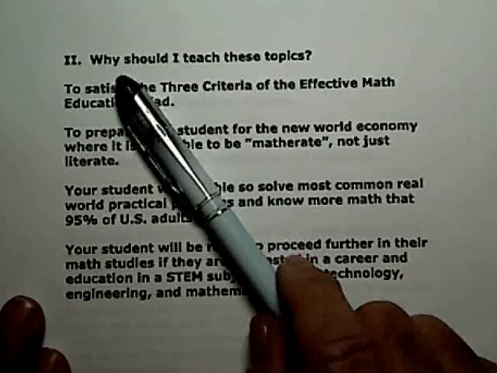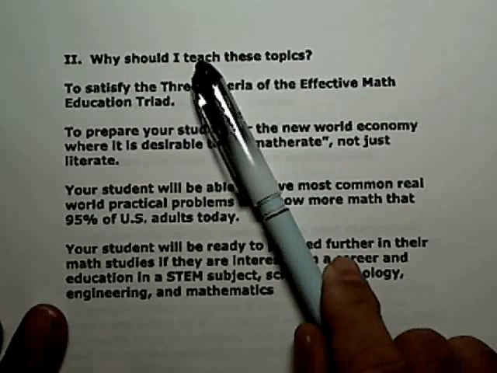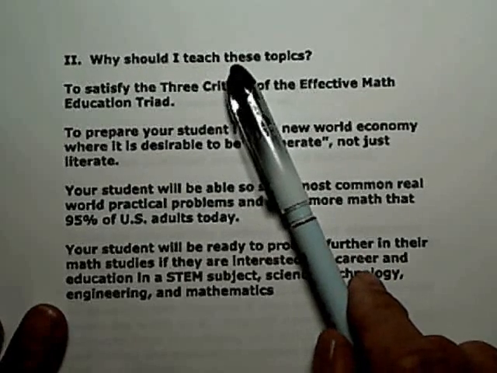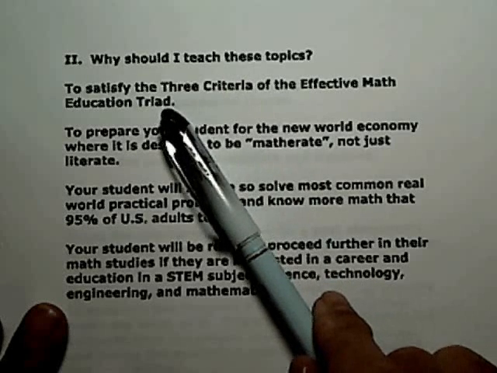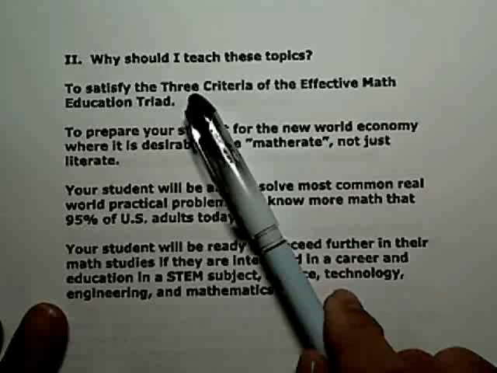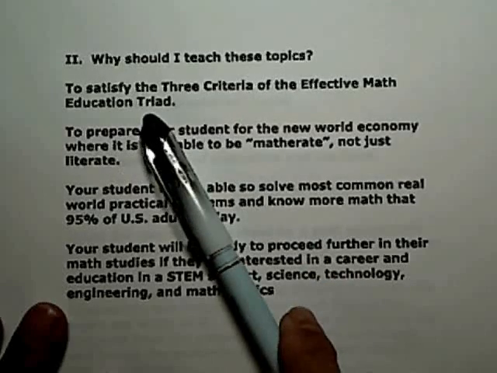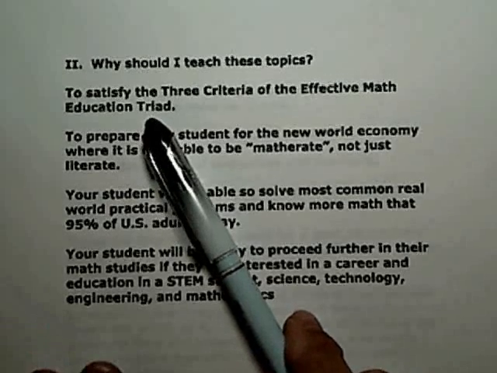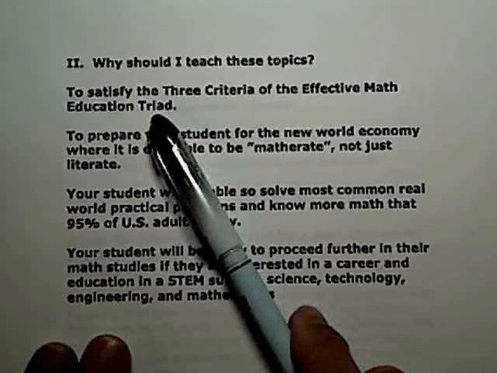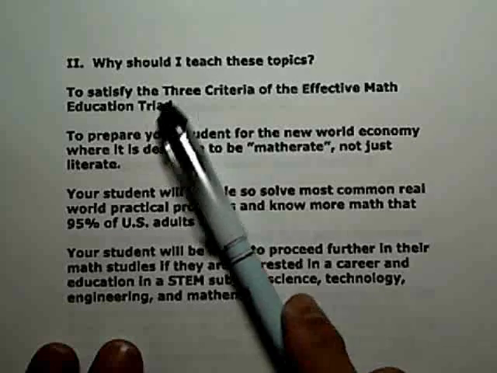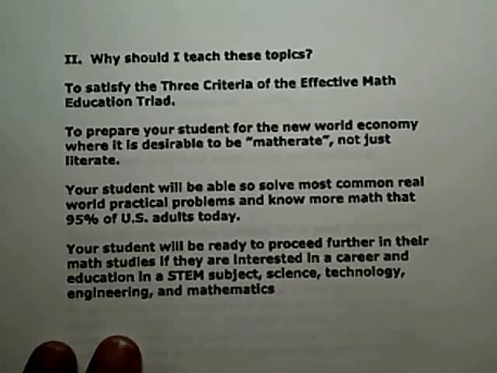Now, the next question that we're going to address is, why should you teach those topics to your student? And by the way, the syllabus for that Practical Foundation Math course is on this website. Well, the first reason is you need to satisfy the three principles or criteria of what I call the effective math education triad. Now, there is a video on this site that discusses that in detail, and of course it's discussed in my book, Teaching Math. But the real bottom line of it is you must, first of all, be sure that your student psychology is appropriately attended to. And these topics will help you do that.